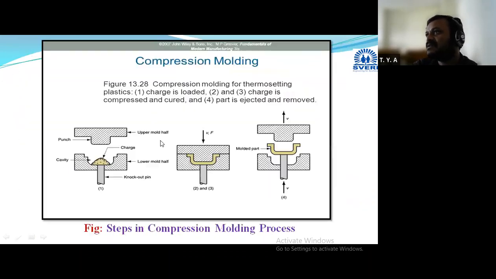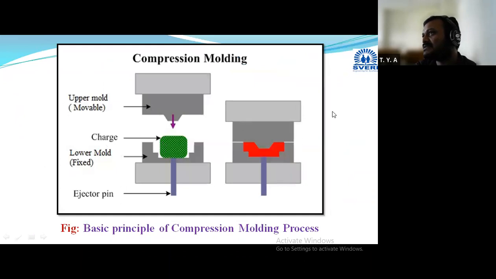We have studied the compression molding process. This is the compression molding process, compression molding and transfer molding process.